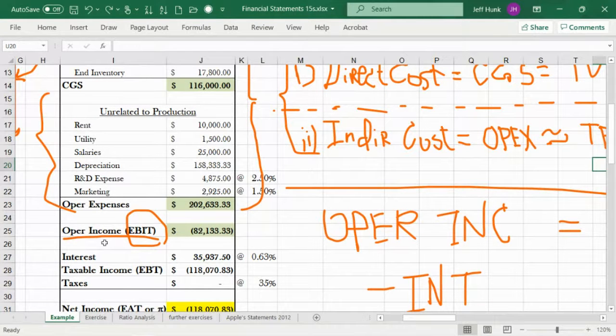Now, roughly, we all understand income minus expense, roughly that's profit. But then, we have to be careful here.